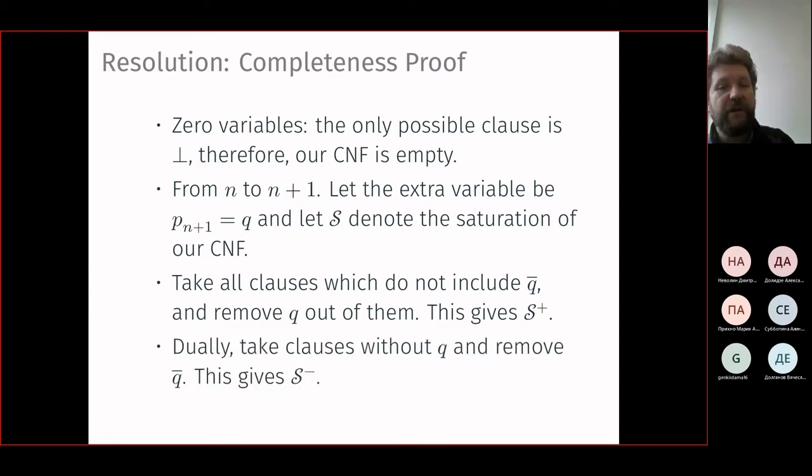And now we have S minus. These are all the clauses where you can make Q false, and you remove this not Q. So we take all the clauses without Q, which do not say that Q should be true, and remove not Q. So we divided our S into parts. Well, it's not actually two parts, because they could intersect. There could be clauses which include neither Q nor not Q, and they will be in both. So we take two subsets of S, possibly with Q or possibly with not Q, and we remove the Q's from there.